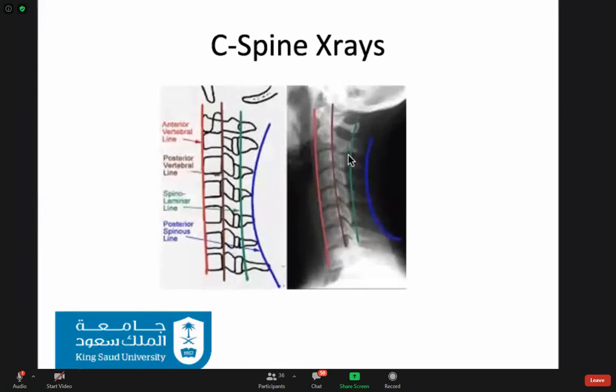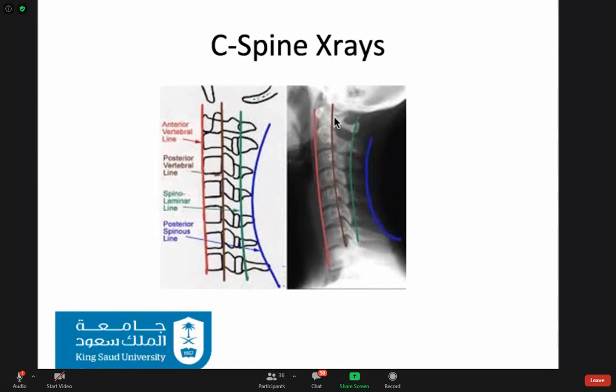This is the C-spine X-ray from the lateral, at least. These are the lines that you want to see, and make sure that they align before you say that this is a normal C-spine X-ray. So this is the posterior spinous line, which is basically the spinous processes. And then you have the spinolaminar line, and then the posterior vertebral line, and then the anterior vertebral line.